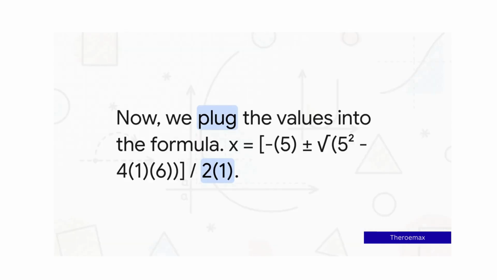Easy peasy. All right, now for the fun part. We just take these numbers and plug them right into our formula. So where the formula says negative b, we put in negative 5. Where it says b squared, we've got 5 squared. See? We're just swapping letters for numbers. From here on out, it's just a matter of cleaning it up.